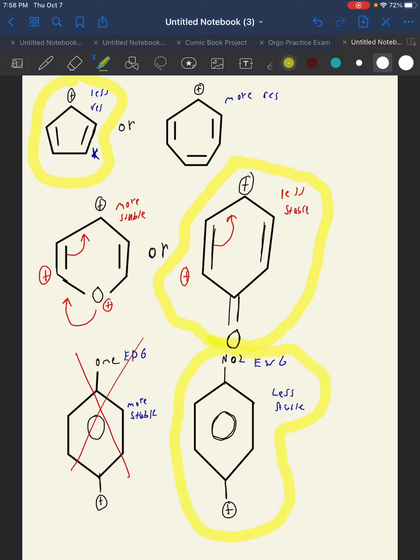So I hope that helps. I know it's kind of quick, but there's not too much to this. Just think the less stable the carbocation, the better the electrophile, because something that's less stable is more likely to be reactive because it wants to get to a more stable state.